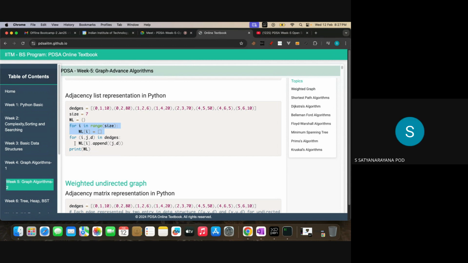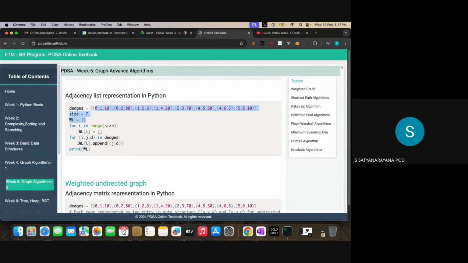Then after that, it will traverse the tuples of 3 values, I and J and weight. Of course, they are using D or W. D means distance. Some graphs they call it distance, some graphs they call it cost, some graphs they call it W. But names are different, functionality is same.